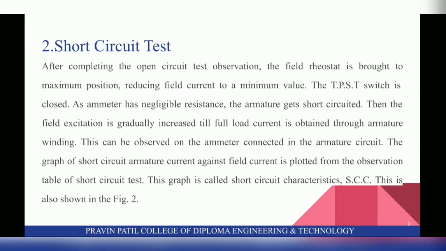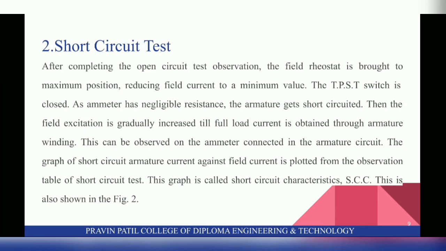Second is short circuit test. After completing the open circuit test observation, the field rheostat is brought to maximum position, reducing field current to a minimum value. The TPST switch is closed. As ammeter has negligible resistance, the armature gets short-circuited, then the field excitation is gradually increased till full load current is obtained through armature winding. This can be observed on the ammeter connected in the armature circuit.